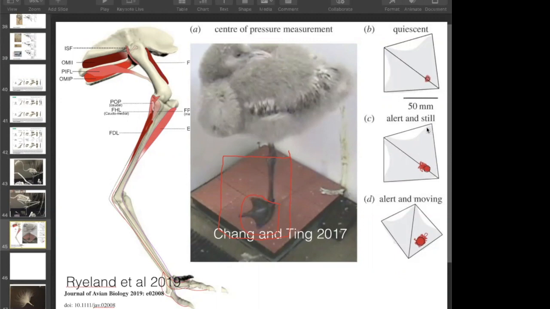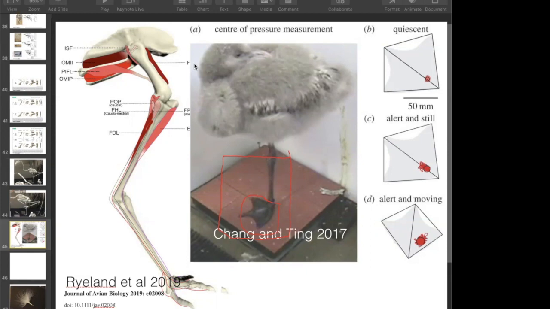If the animal is still sitting still, but kind of alert and kind of glancing around, then it wiggles a little bit. And if the animal is still standing on one foot, but is moving around, is eating, is active, then actually the weight shifts a little bit more to the inner part of the foot, closer to the midline of the body.